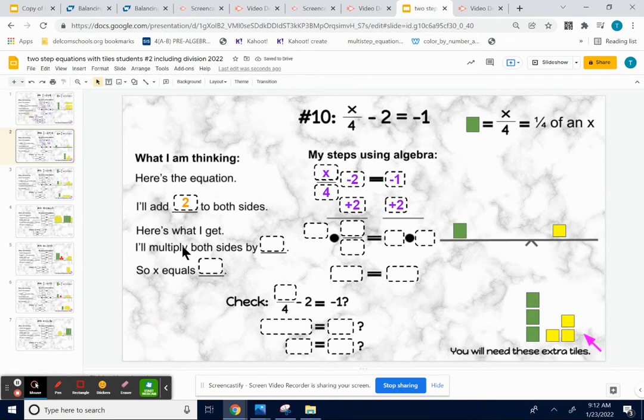Okay, so now what do I get? Remember, ignore the text box at the very left and on the very right for a minute. Now I have a fourth of an x balancing with 1. So I'm going to type in x over 4, which is a fourth of an x, balancing with 1. I don't know why I made that orange. I guess it's not that big of a deal.